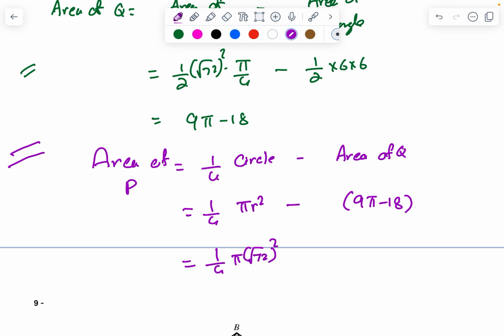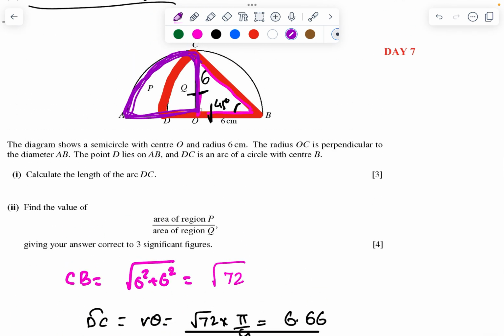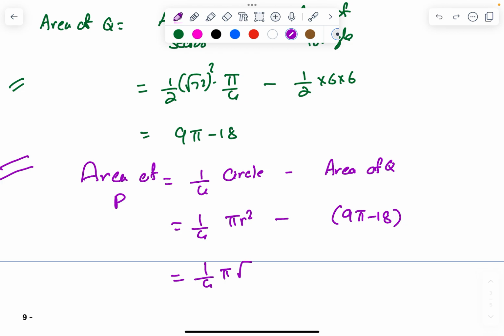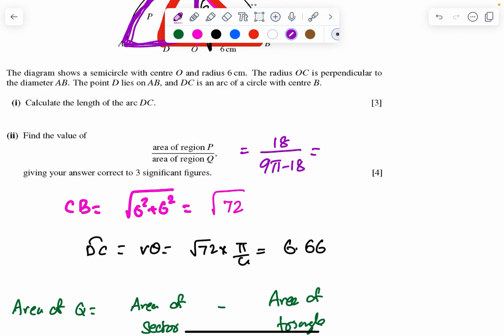Then the circle is nothing but what? It is not 72, it is 6. The radius of this circle is 6. So 6 square minus 9 pi plus 18, which is going to be 18. That's going to be the area of P. So now the ratio is 18 divided by 9 pi minus 18, which is 1.75. That's going to be the answer.